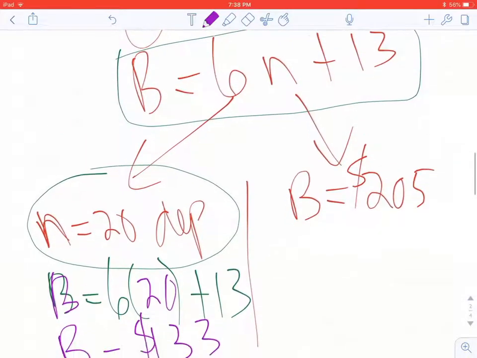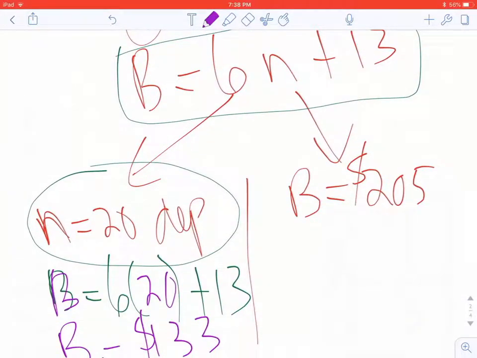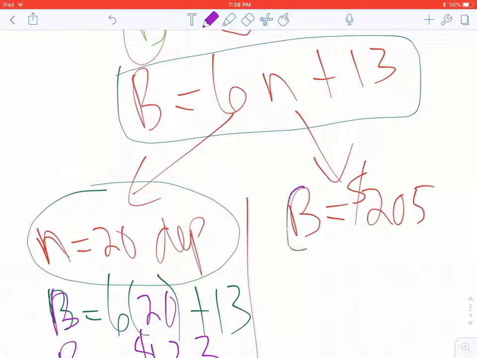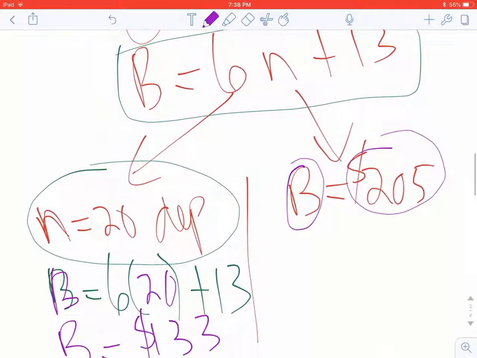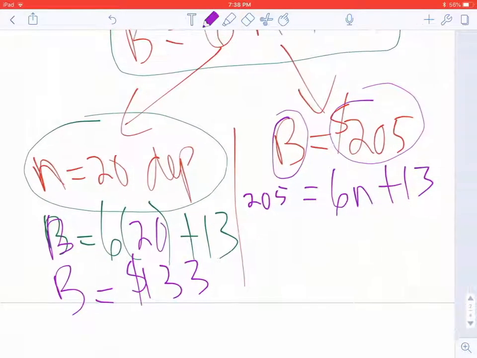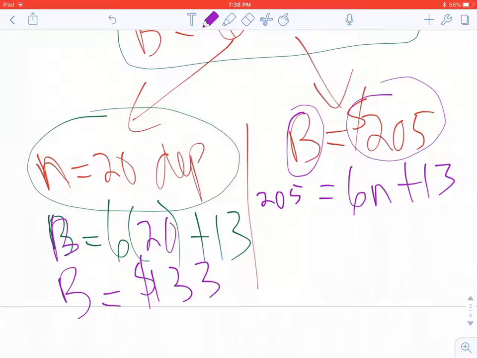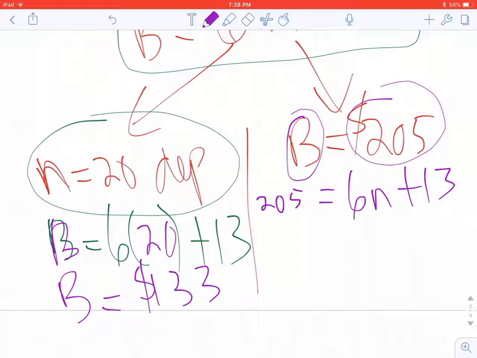Okay, for the other one, where balance is $205, and I have to figure out the number of deposits it took to get there, I have to substitute this in the correct place. So that means I'm going to have $205 equals 6n plus 13. And again, pause, rewind, look things over, folks. But in this case, I have that substitution done. I've replaced B with $205, and now I need to do inverse and bedmass.